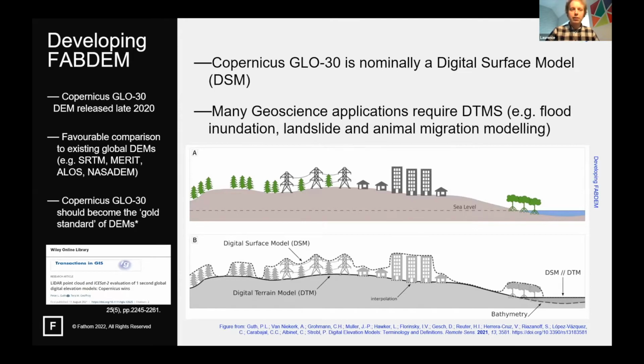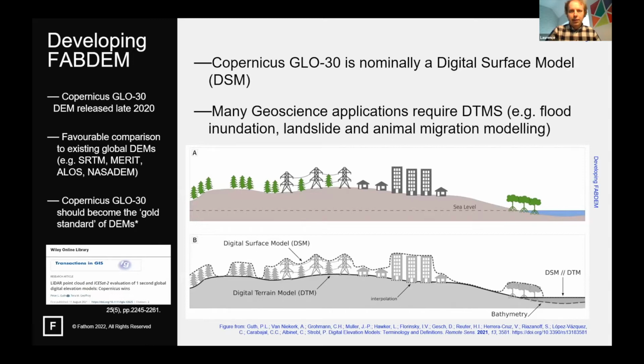We did some comparisons to the existing global DEMs, the ones that probably a lot of people on this call use: SRTM, MERIT, ALOS, ASTER, NASA DEM, you name it. We did some ad hoc comparisons. We didn't publish any of this, but other people have. And this is a really nice quote from this paper from Guth and Geoffroy: Copernicus GLO-30 should become the gold standard of DEMs, which I have to say I agree with.